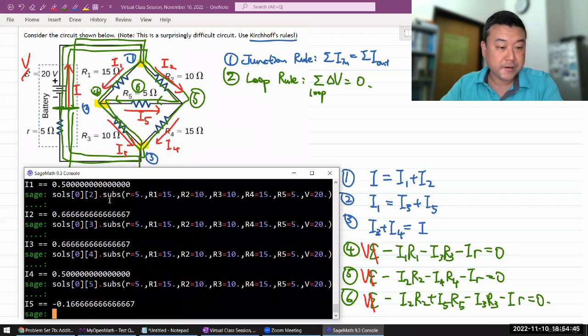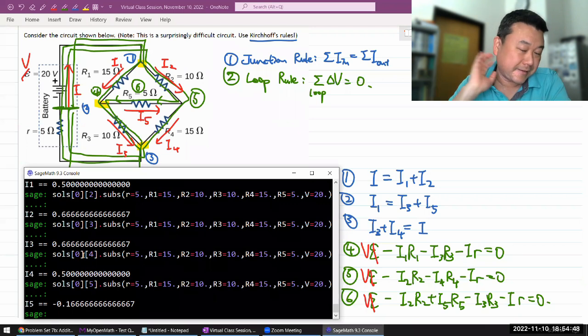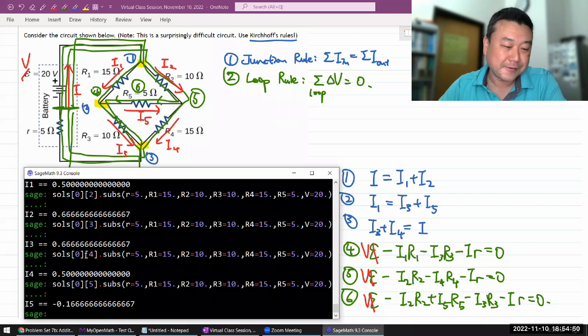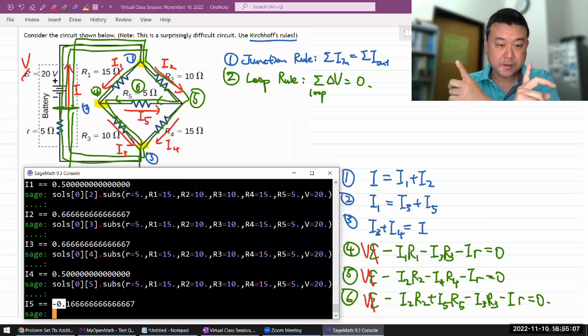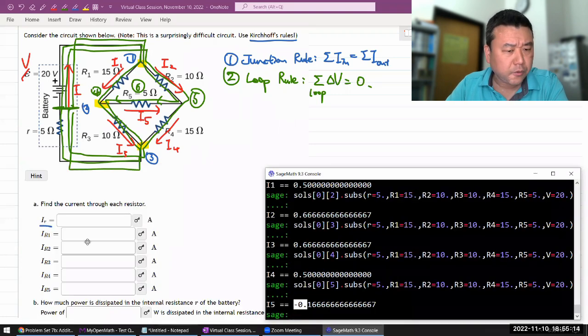There is some symmetry here, but not all that useful. So I5, this current, when I get a numerical answer, you see that it's a negative. And that's what tells you the direction of current that I picked here is the wrong direction. It's not the physical direction. So I need to flip it for the actual direction the current goes. For the purpose of entering the answer, they want all the positive answers, so I won't include this minus sign when I enter the answer.